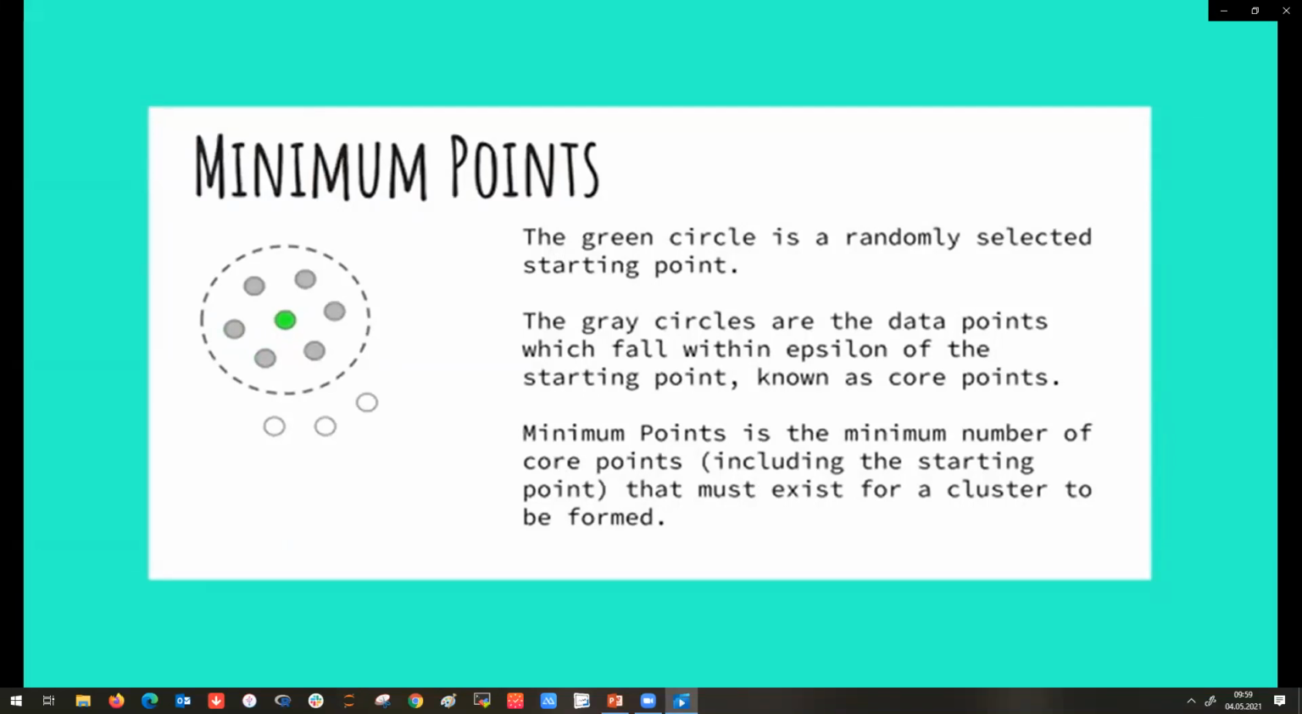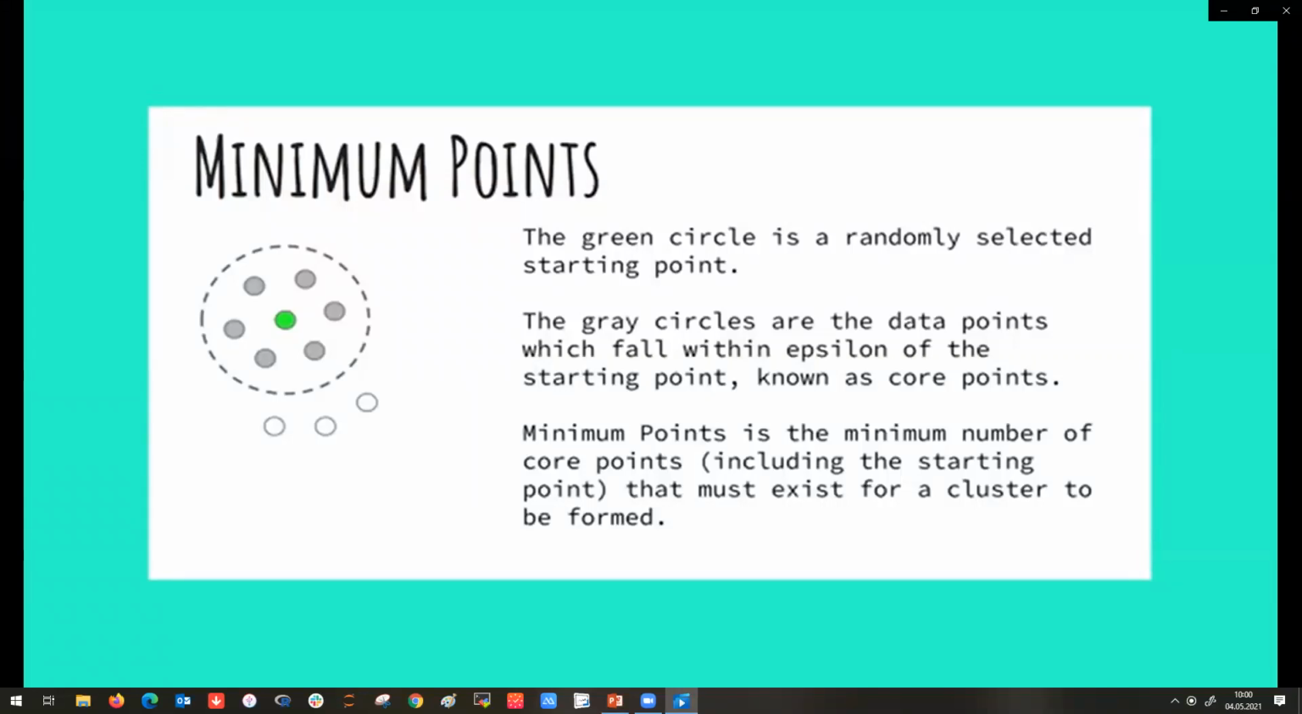The first I'll call the starting point. The starting point is a randomly selected data point that will attempt to start a cluster. In this image, the green circle represents the starting point. The second term is core point. Core points are data points which fall within epsilon of the starting point. In this image, all gray circles are core points. The white circles are not core points because they aren't within epsilon of the starting point.